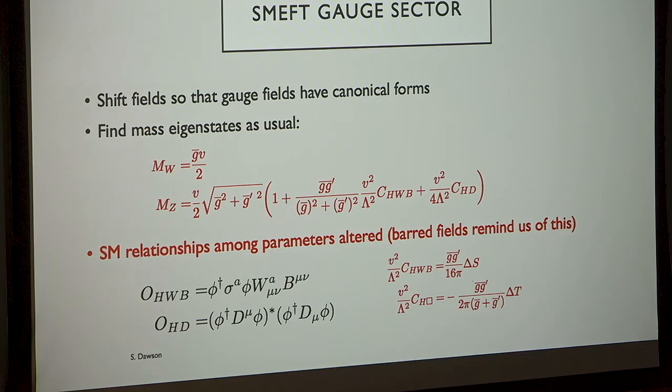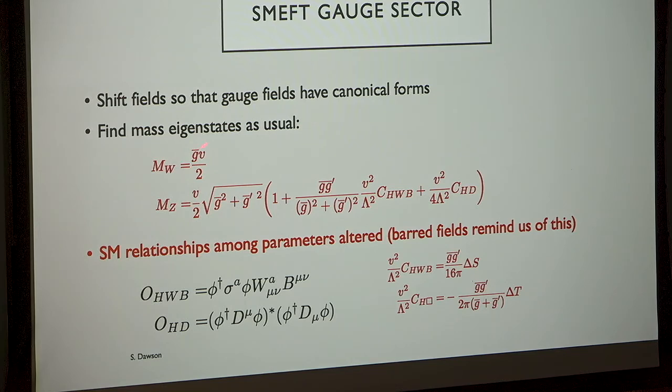So when I diagonalize the mass matrix, you can see you're going to have a piece from this HWB because it's got this mixing between the gauge bosons. Okay, so here's the W mass and here's the Z mass. The bars on here are just put on to remind you that the initial Lagrangian contains the effects of the SMEFT, and so the standard model relationships are different. So that's just to remind you.